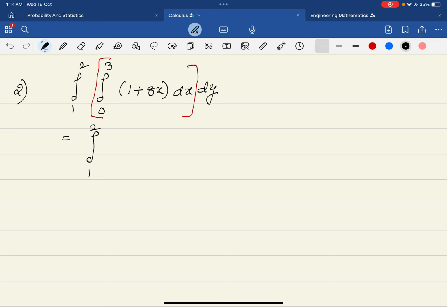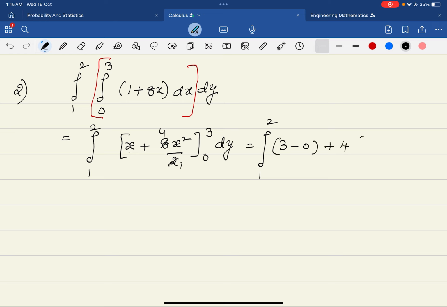Now integral of 1 dx is x. Integral of 8x is 8x square by 2. Now put the limits from 0 to 3, dy. Now it is integral 1 to 2. Now the 2 and the 8 give 4, the 2 gets cancelled, right? So let us apply the upper limit 3 for x, and the lower limit is 0, plus 4 times the upper limit 3 square minus the lower limit, dy.